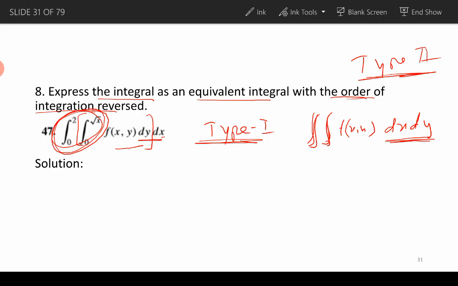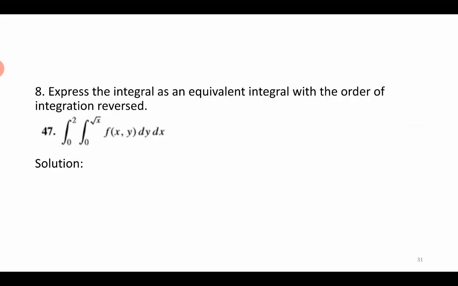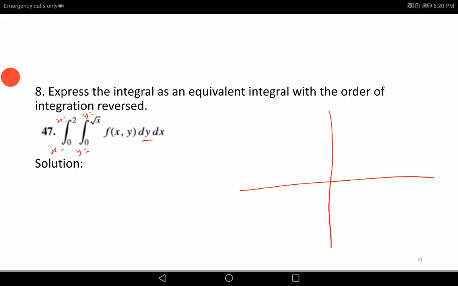What is the given limit? Let me erase this information. So this is y. The limits of y are y equal to 0 to y equal to root x. The outer integral with respect to x is x equal to 0 to x equal to 2. So let's draw all this on the graph. Let's take our own rough graph. y is root x. When you square it, x is equal to y squared. y is equal to root x. A rough graph. Let me get it perfect.